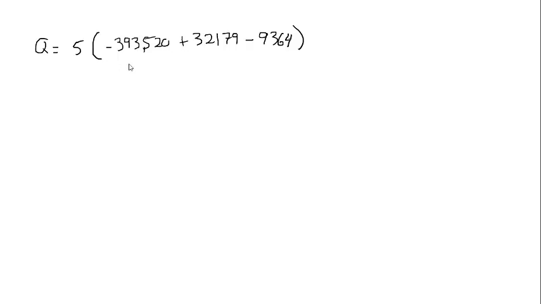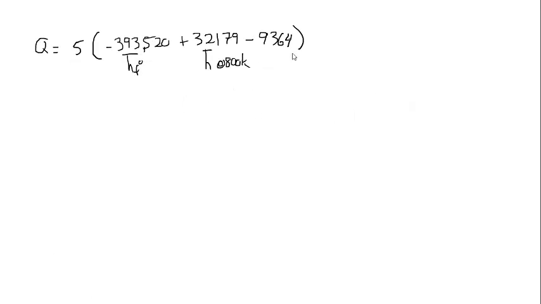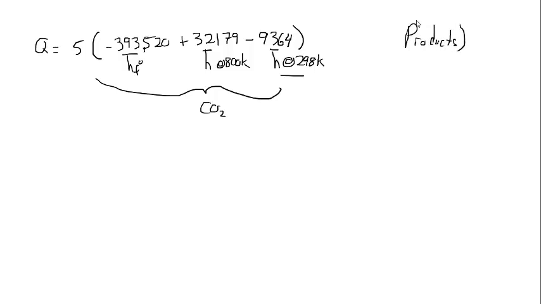So again, this is the enthalpy of formation. This is the enthalpy at 800 Kelvin, because the problem statement said that the products are at 800 Kelvin, minus the reference state enthalpy, which is the enthalpy at 25C, or 298 Kelvin. This is CO2, the products. These are all products. We're just going to do a whole slide for the products because this is a long equation.